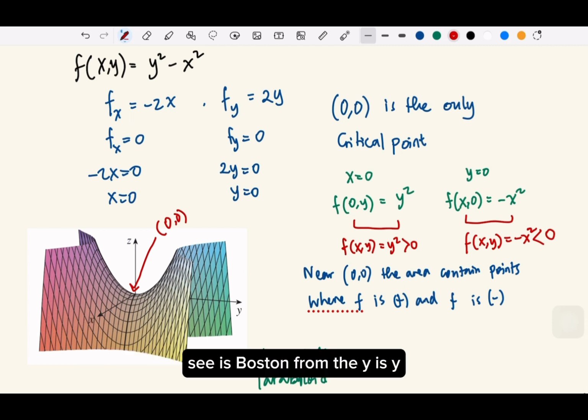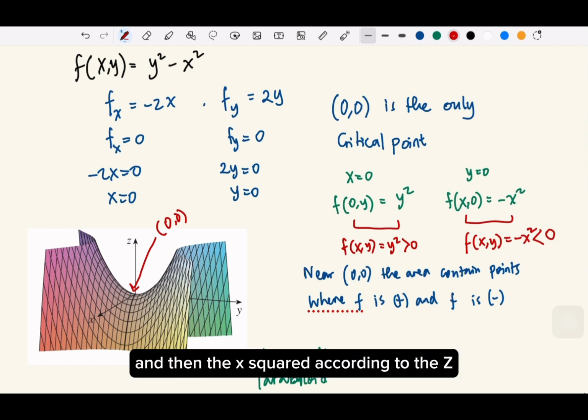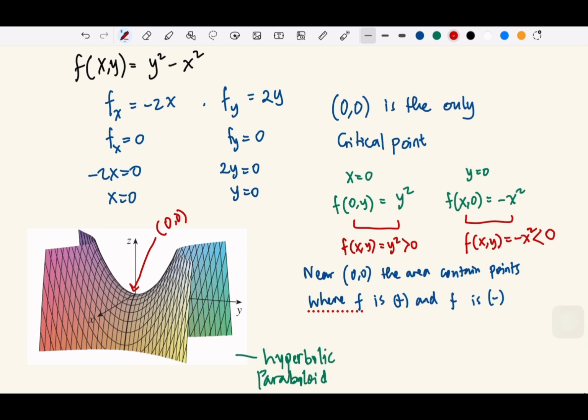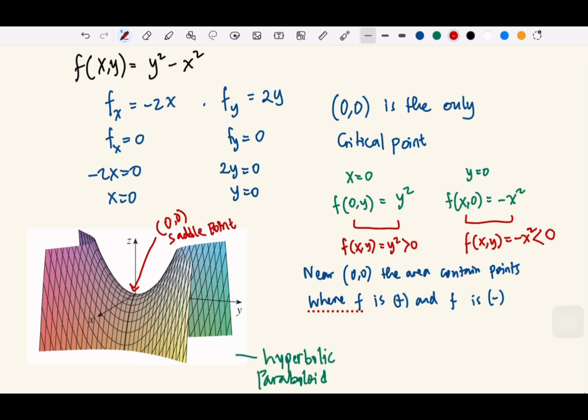You will see that because nearby the area some is downside and some is positive. See, it's positive along y, this is y, right? And then along the x-axis, it's negative. So you see the y squared and the x squared according to z. So this point we call by another term, the saddle point. Pretty obvious, right? It's like a saddle, so it's called a saddle point. So this is not max or min.